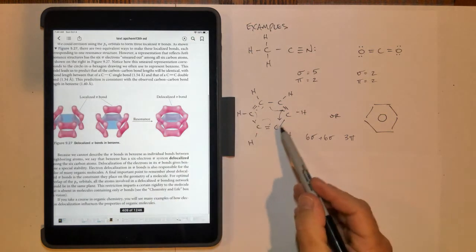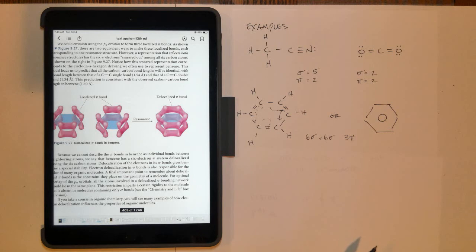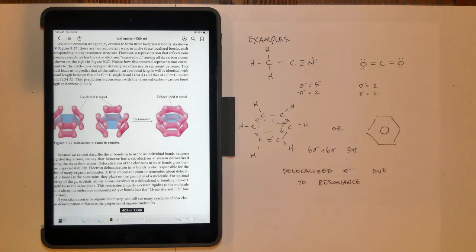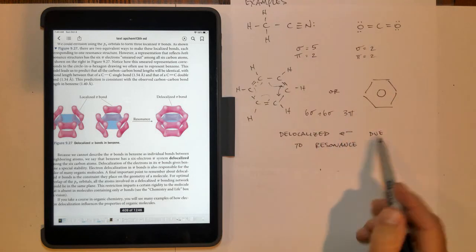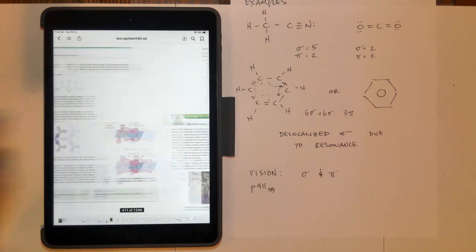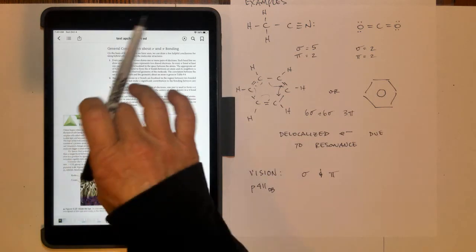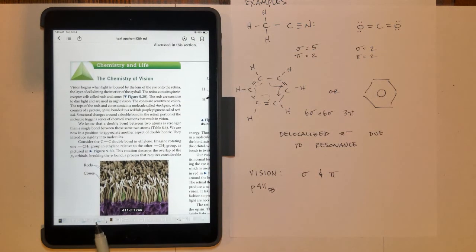These delocalizations of electrons allow the electrons to flow between here and cause like a bond and a half for each piece. The delocalized electrons are due to the resonance of the structure. So where does this actually apply in your real life? Well, it actually makes a big difference in something called vision. Yeah, your sight. This is on page 411 of your digital book.